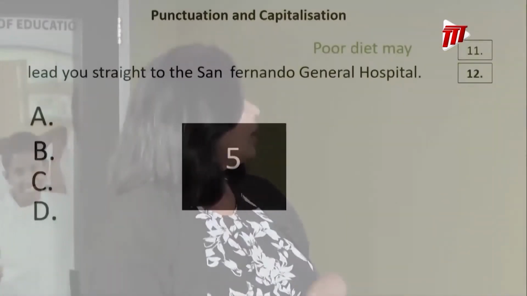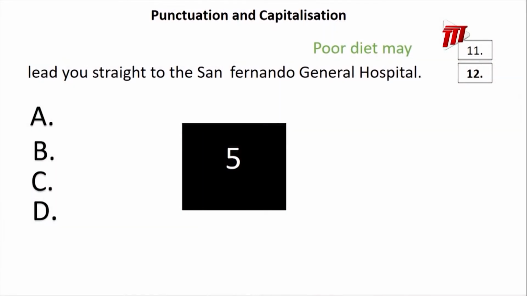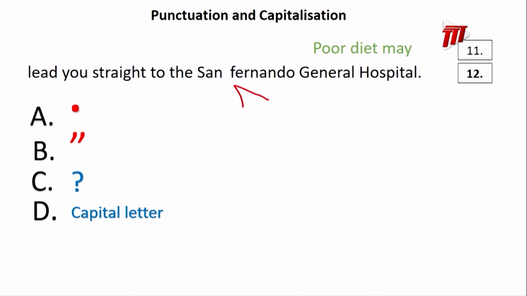So let's go. Poor diet may lead you straight to the San Fernando General Hospital. Let me give you some time to figure out what's missing there. Yeah, something is missing by Fernando. Is it a full stop, a quotation, a question mark, or a capital letter? Yeah, it's the name of a place. So if you chose the capital letter, the capital F rather, in Fernando, then you're absolutely right.